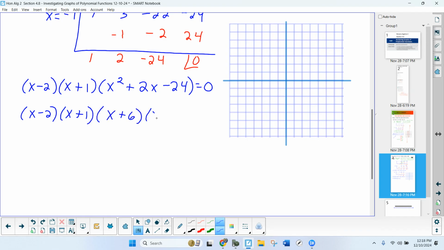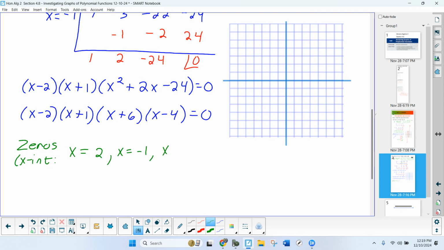Positive 6 and -4. Multiply to give me -24. Add to give me positive 2. So, what are my zeros, which are, again, the x-intercepts? What would they be? 2, -1, -6, and 4.